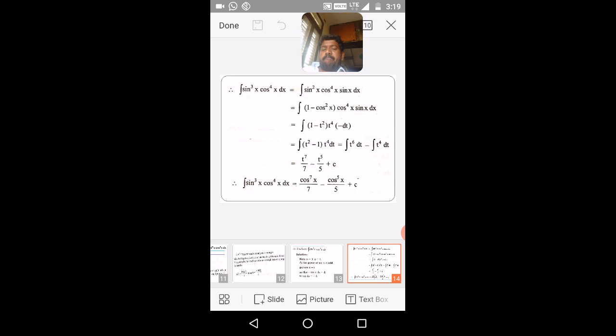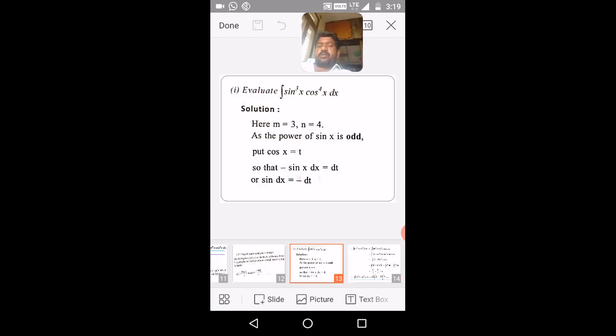Okay, I hope all of you are understanding easily. The only thing is the comparison of the powers of the two functions sin x and cos x, and in which case you have to go for which solution. There are three cases. Both the powers may be odd, both the powers may be even, or one power may be odd and one power may be even. So for each case you have to substitute one thing.